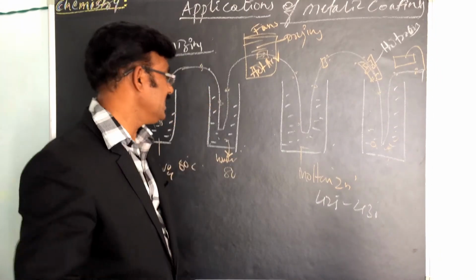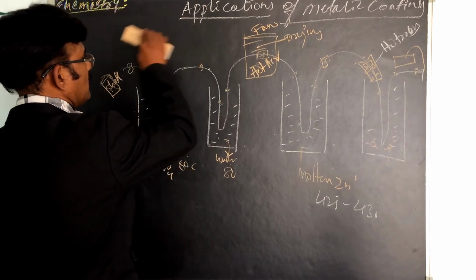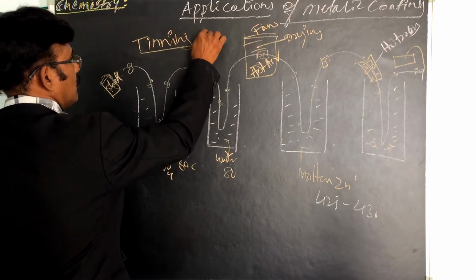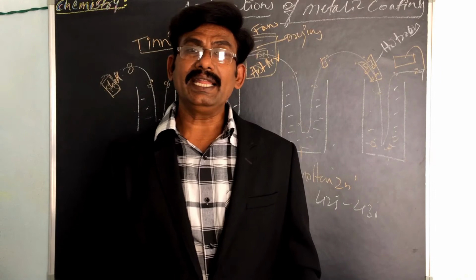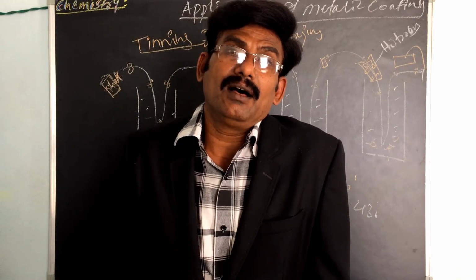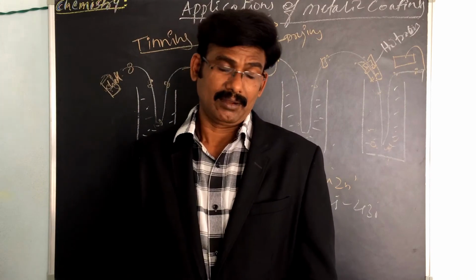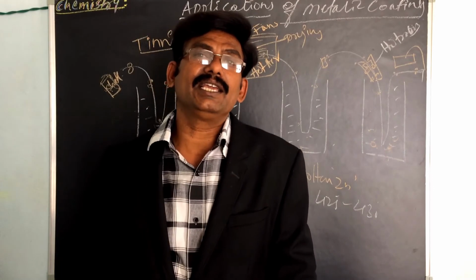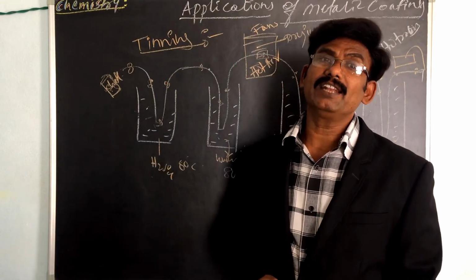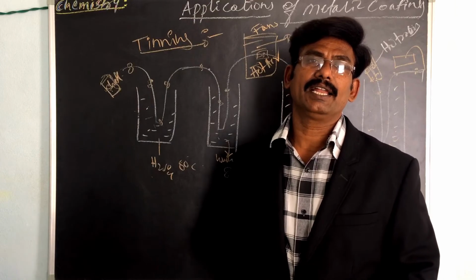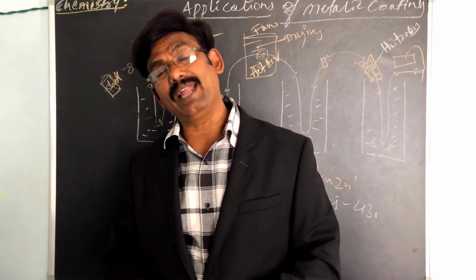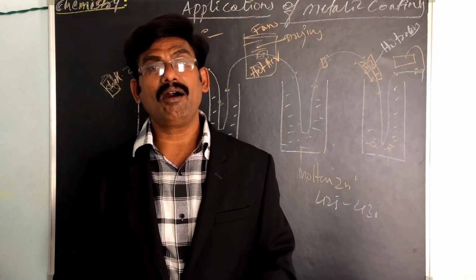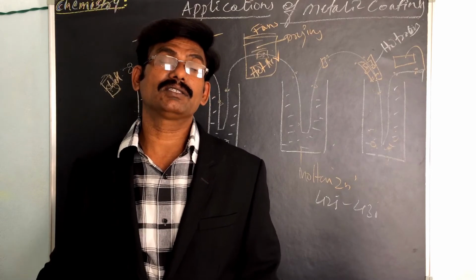So the next one is tinning. Tinning is the process of coating over iron sheet or steel articles. A cleaned iron sheet is passed through a bath of molten flux, then through a tank of molten tin, and finally through a layer of palm oil, which protects the hot coated surface against oxidation.